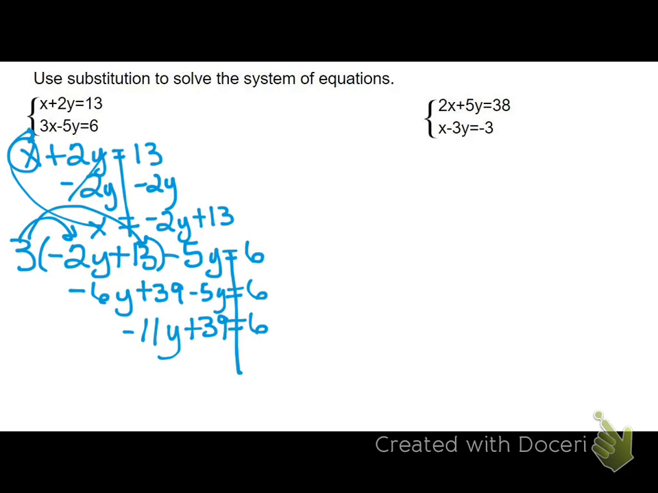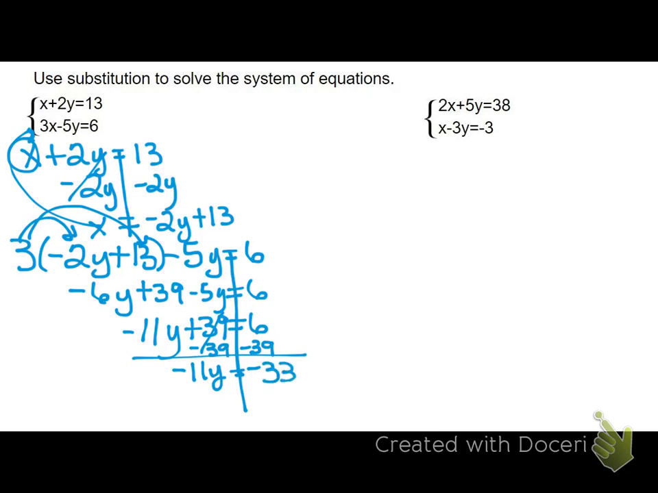Don't forget, use those calculators if you need them. Okay, now what? Josh? Minus 39. And that equals, negative 11y equals 37. A negative 32.